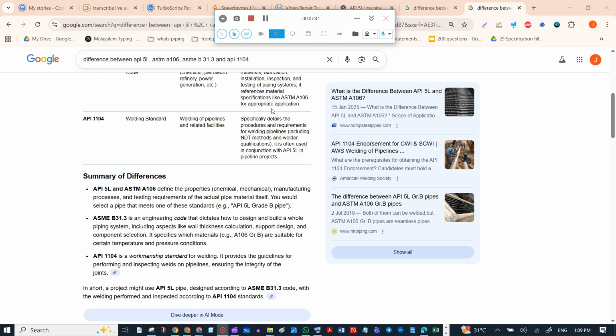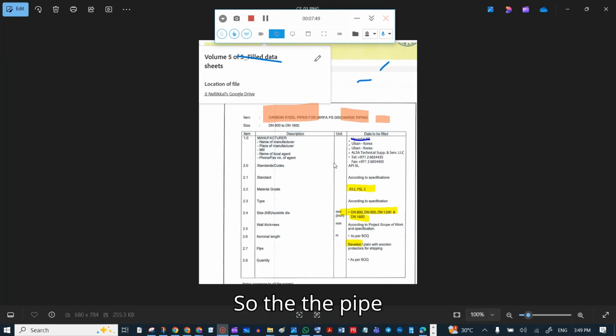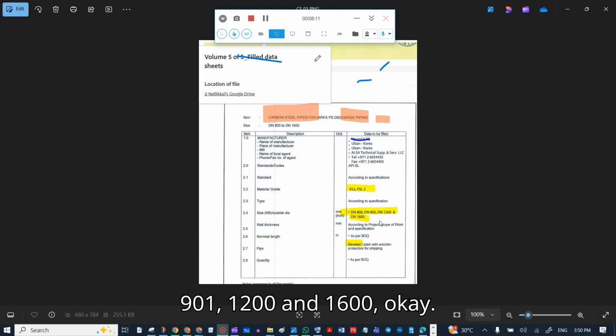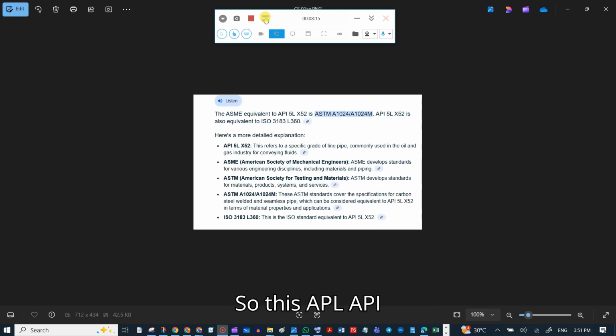Now, why is it ASME B31.3 and not B31.4? The steel pipe grade we use is API 5L X52 PSL2, that we are going to discuss. We have sizes from DN 800 to 900, 1200 and 1600. So this API 5L X52 is equivalent to ASTM A1024 pipes and ASTM A1024M. It is equivalent to ISO 3183 L360 also.